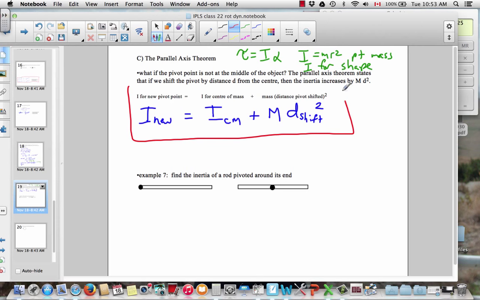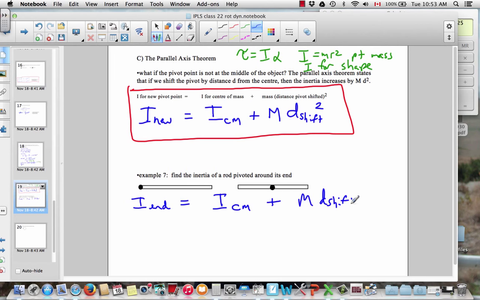Let's apply it, first of all, to a case where we know the answer. Because we know the inertia of the rod about the end, but the parallel axis theorem says that the inertia about the end should be the inertia about the center plus the mass of the rod times the distance that we're shifting the pivot squared. Now, how far are we shifting it? Well, if we're starting at the middle and shifting it to the end, that distance should be L over 2.